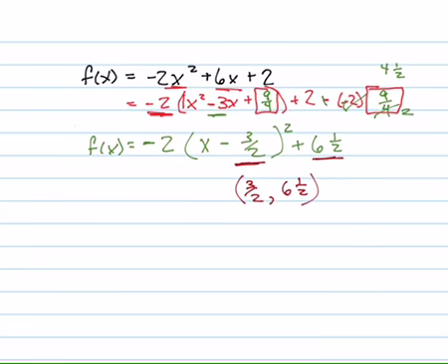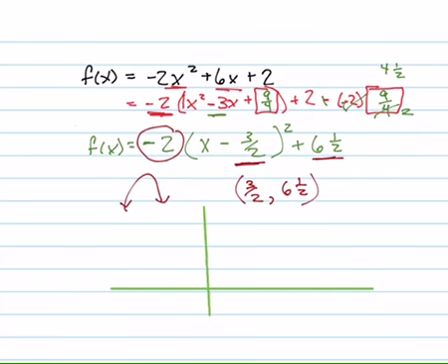That's my vertex. This -2 means it's opening down, and it also means that it's opening faster down, or it's stretched vertically. So when I graph this, it will look something like this. I've got 1.5. That's right there. That's going to be my axis of symmetry. 6.5 is right up here.